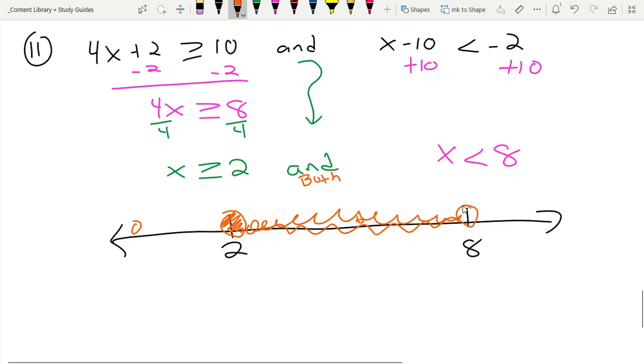Now I check out 8. Is 8 bigger than 2? It is. Is 8 less than 8? No, it is not. So I'm not going to use an 8. And then pick a number to the right, and you'll see that it doesn't work in the x is less than 8 either.